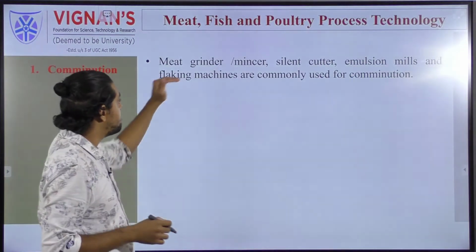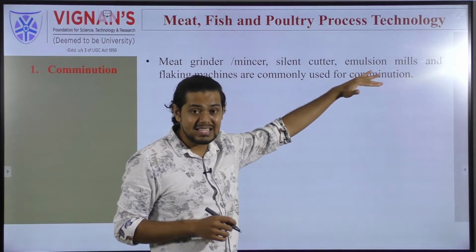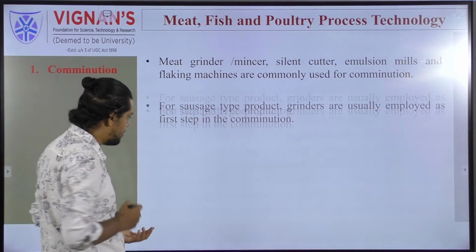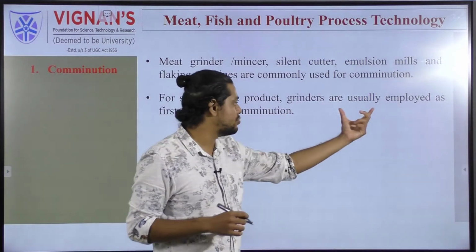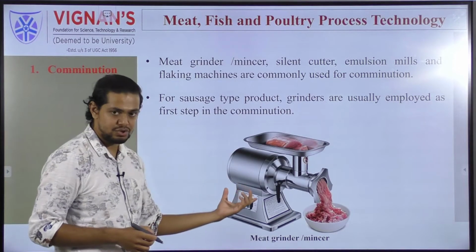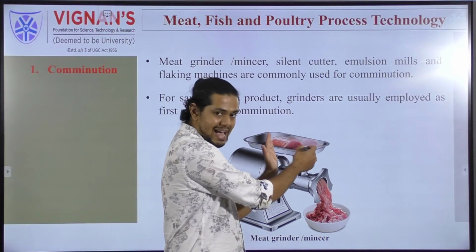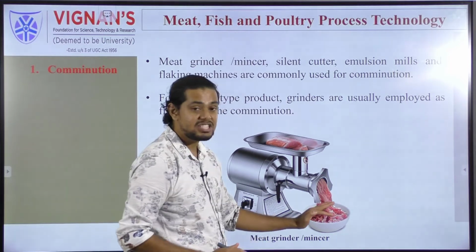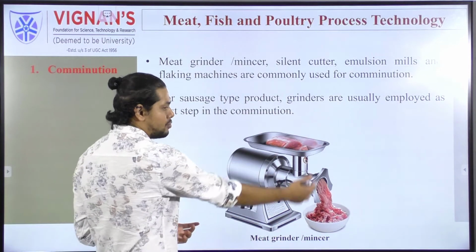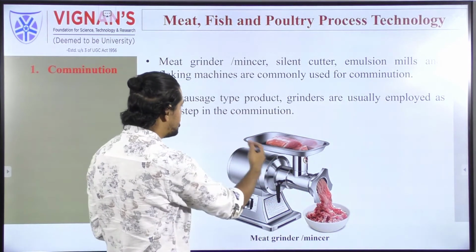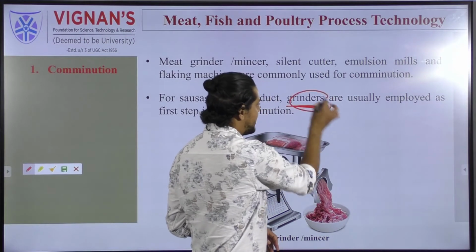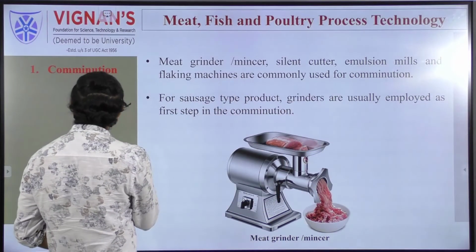Okay. So a meat grinder, meat mincer or meat slicer is exclusively used for the comminution process. So how exactly can it be comminuted? For sausage-type products, grinders are usually employed as the first step in comminution. Herein I have shown you a picture where a large chunk of meat is added and in turn we get minced meat, or ground meat. Such a product is exclusively desired, and for that we have to use exclusive machinery. In case of comminution, specifically for sausage purposes, we will be using meat grinders. So this was about comminution.